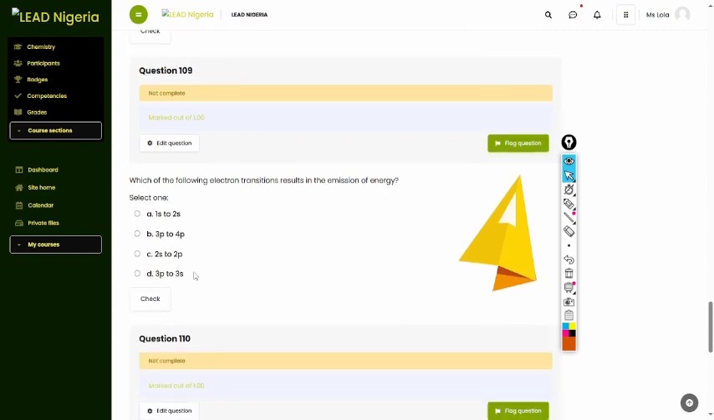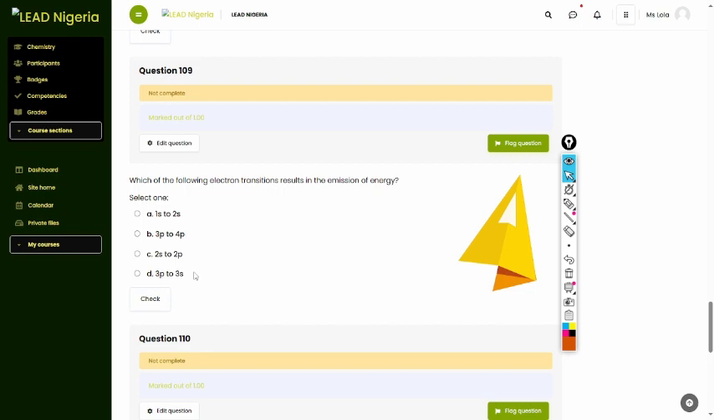Okay, which of the following electron transitions results in emission of energy? Okay, so this is trying to explain how electrons can jump from one energy level to another. So what you should keep in mind is when an electron jumps from a lower energy to a higher energy, it absorbs energy. So it's the absorption of energy that gives it the ability to jump from a lower to a higher energy level. But if an electron loses energy or emits energy, it goes from a higher energy level to a lower energy level.